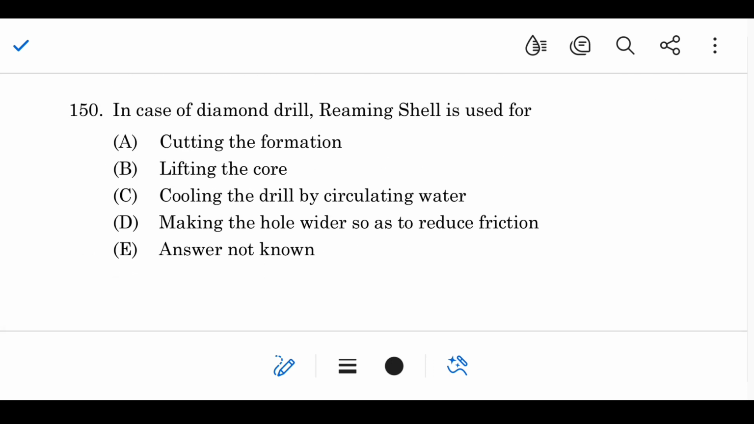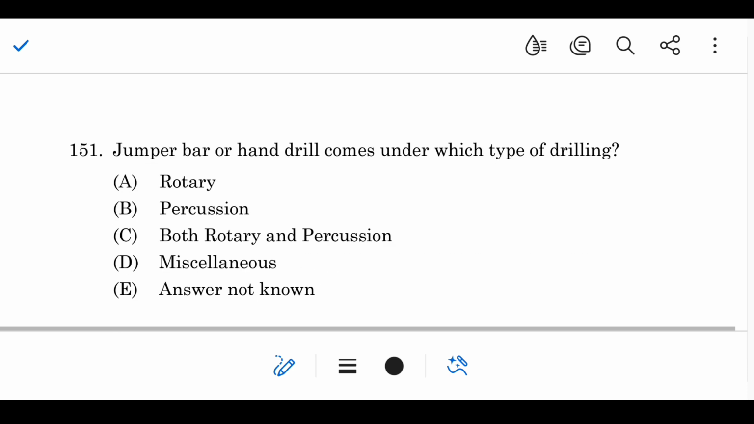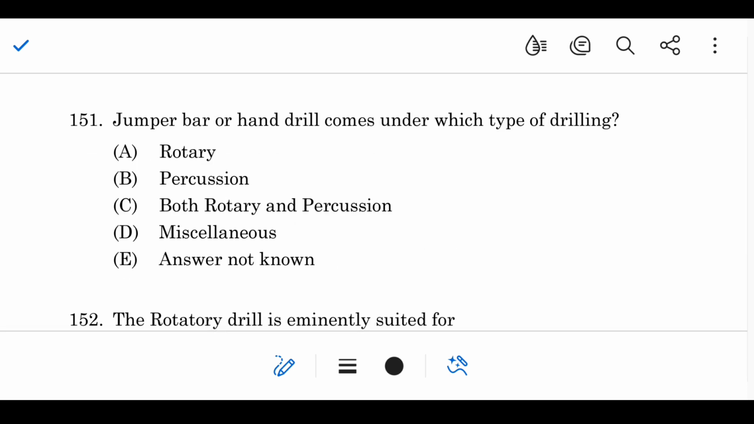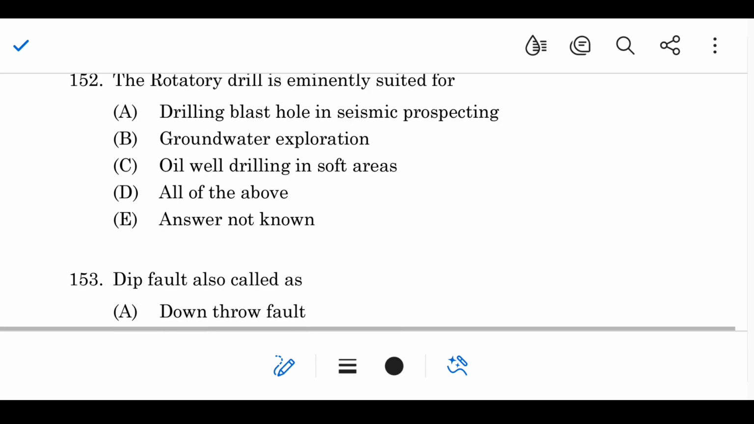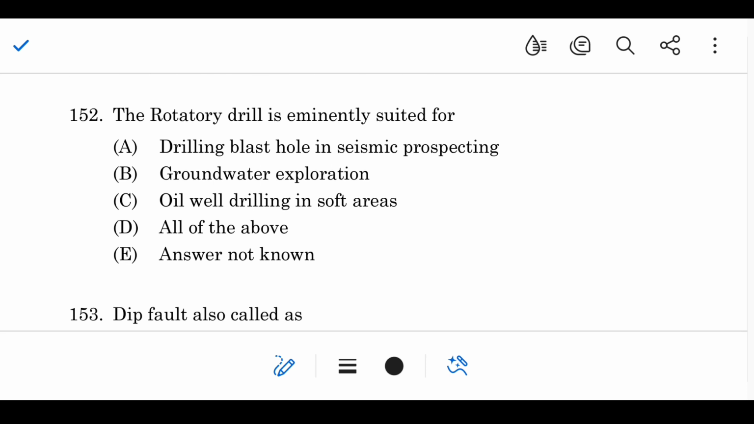In case of diamond drill, reaming shell is used for making the hole wider so as to reduce friction. 151. Jumper bar or hand drill comes under which type of drilling? It is percussion drilling. Rotary drill is eminently suited for drilling blast holes, seismic prospecting, groundwater exploration, oil well drilling, so okay, all of the above.